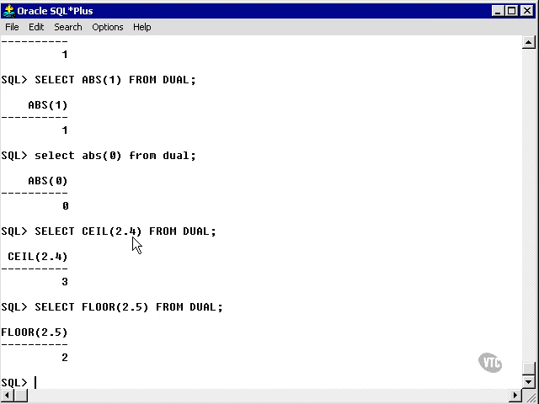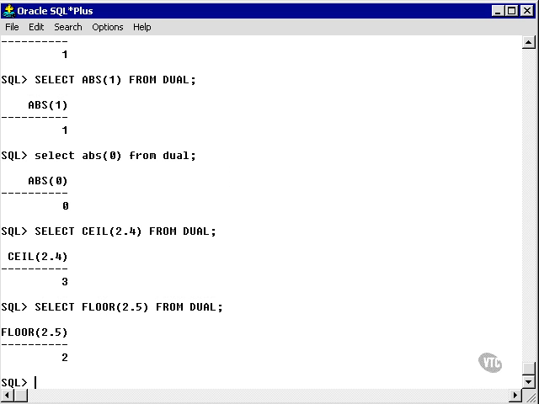As you can see, 2.4 is actually rounded up to its ceiling value of 3. 2.5 is rounded down to its floor value of 2. Note, mathematically, rounding 2.5 would actually normally give you 3, and 2.4 would normally give you 2. The ceiling function forces it to go upwards, regardless of the decimal, and the floor function forces the number to go downwards, regardless of the decimal.